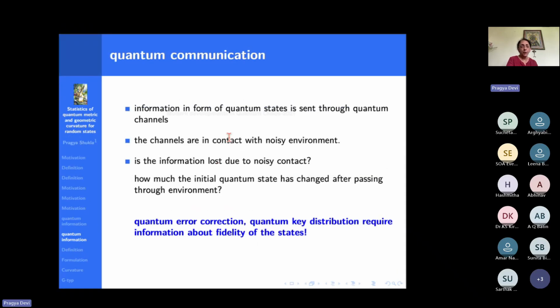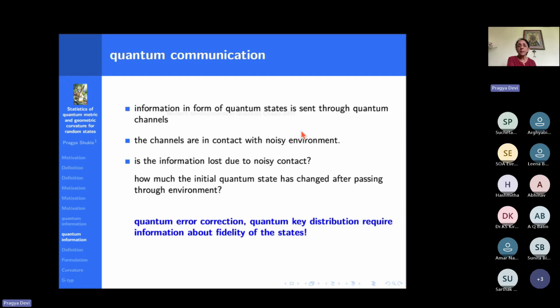Secondly, quantum communication. Even if you are not doing quantum computation, you are conveying information. That is also done in the form of quantum states through quantum channels. But if you are doing long distance communication, which is the ultimate goal, then all your quantum channels have to come in contact with the noisy environment. And usually this noisy environment leads to loss of information.